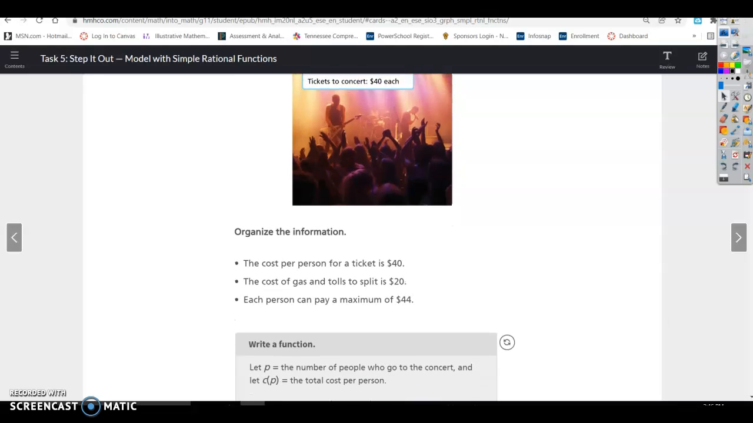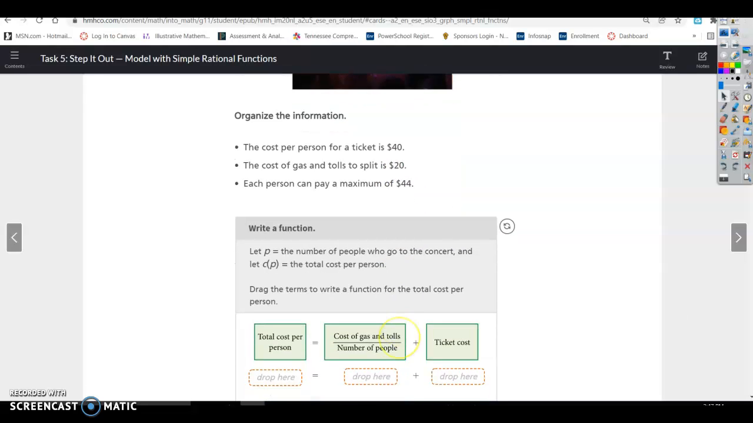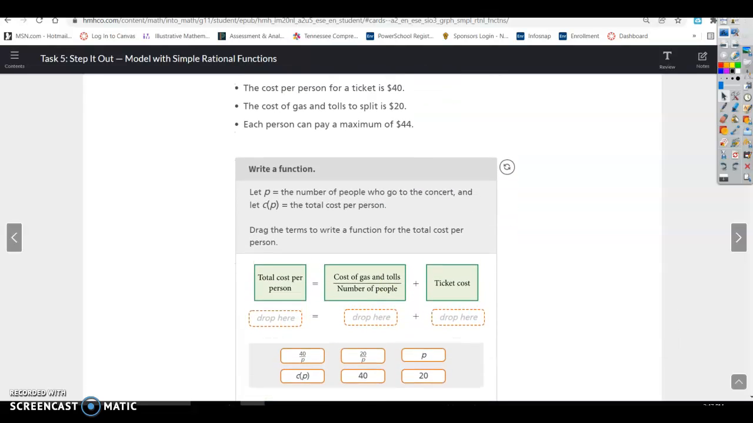All right, so to think about the information given, the cost per person for the ticket is $40. The cost of gas and tolls to be split by the group is $20, and each person will pay a maximum of $44, or less. All right, so write a function. Let P equal the number of people who go to the concert and C of P be the total cost per person. Drag the terms to write a function for the total cost per person.